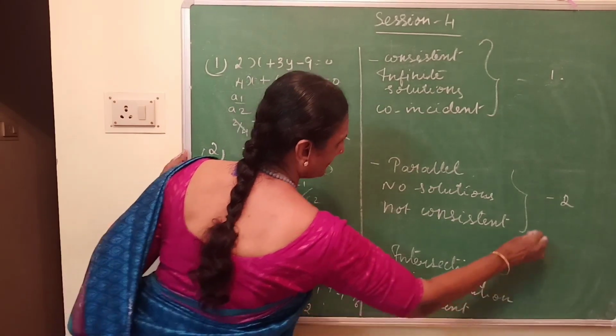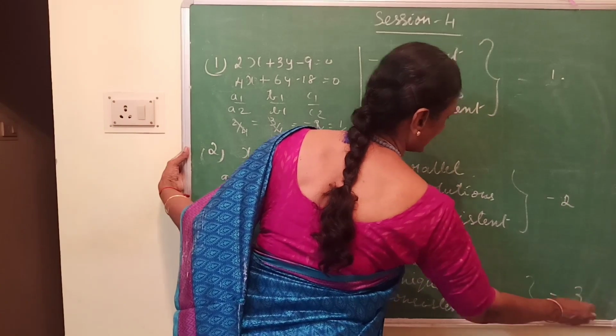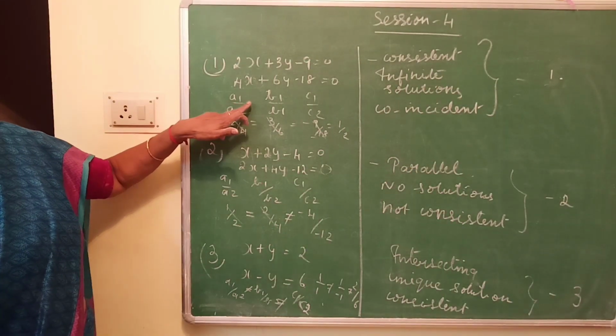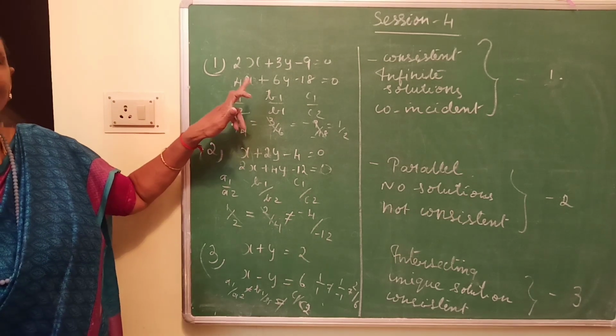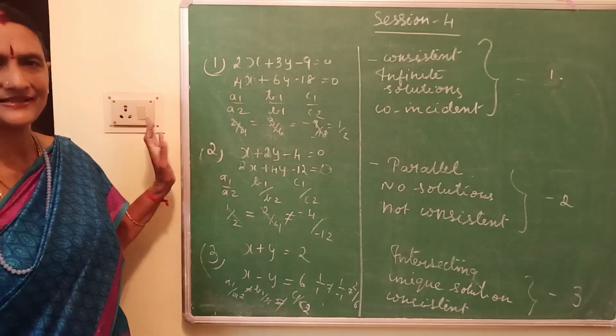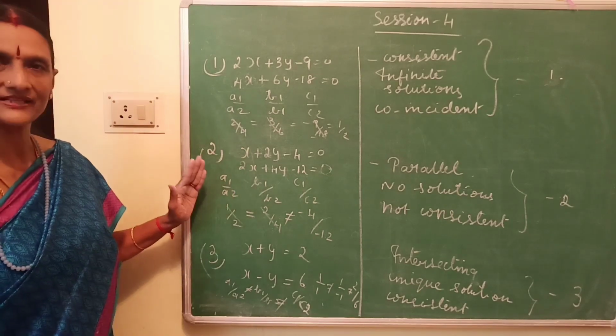So this is how we have to sum up our results. And once again, you remember this. All these are determined by the ratios a1 by a2, b1 by b2 and c1 by c2. This is how you should sum up your results.